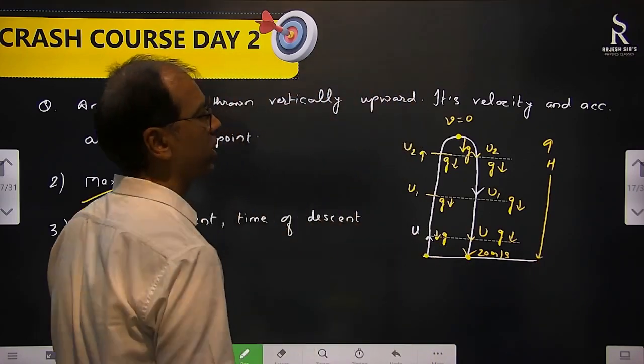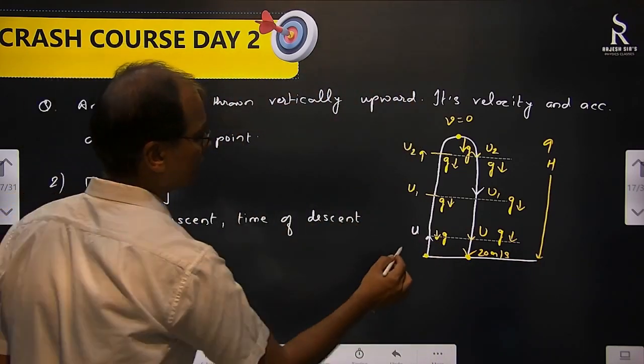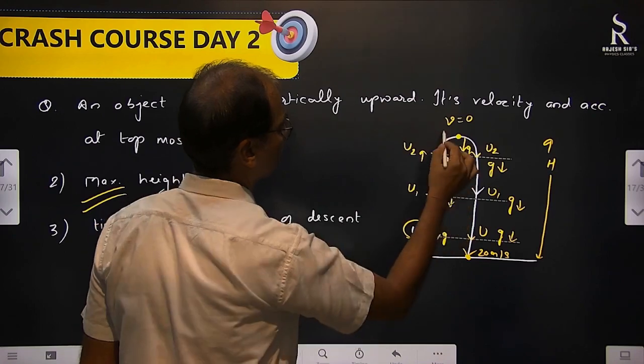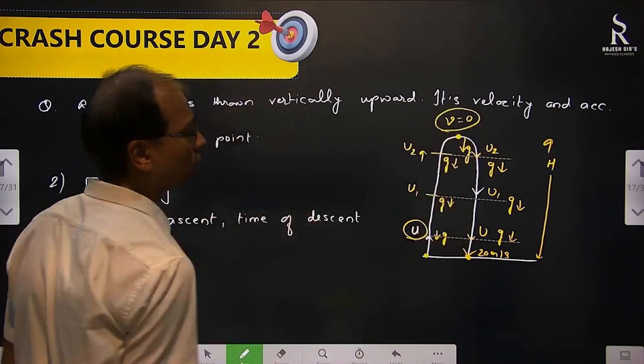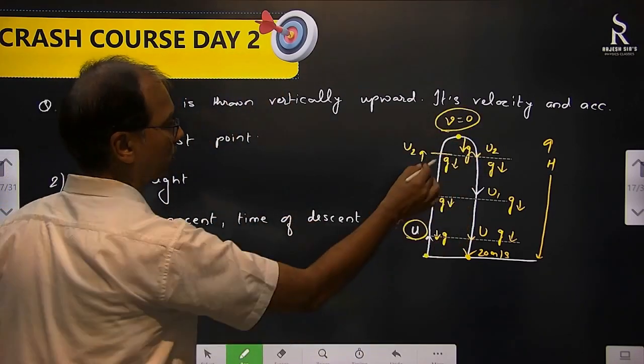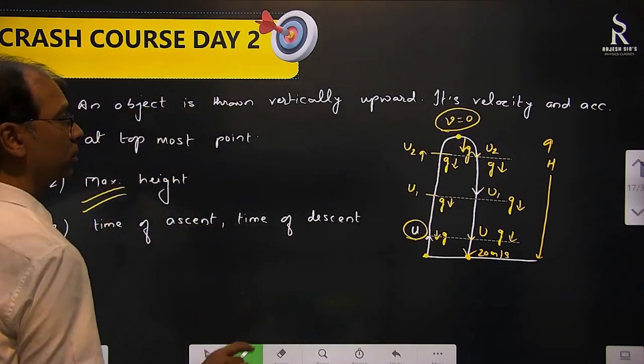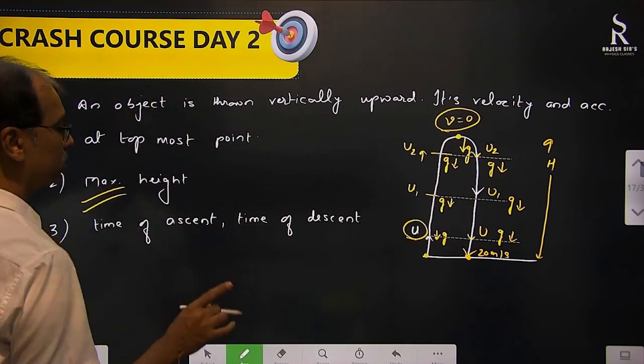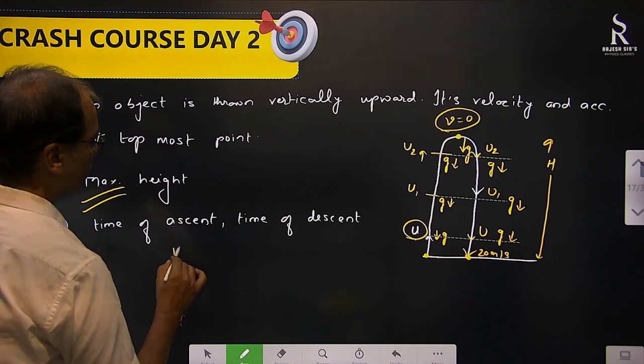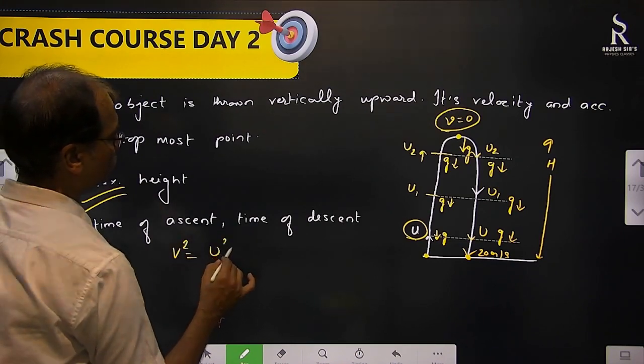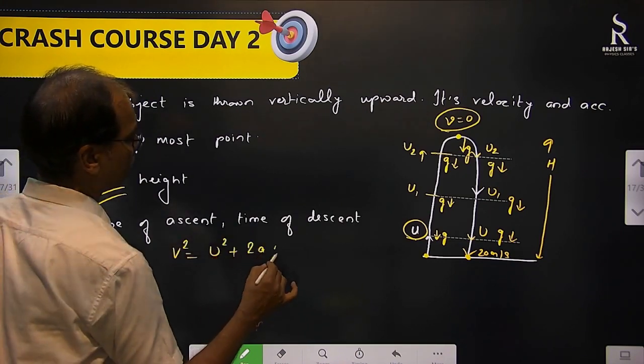Okay, h is the maximum height. So how to do? We know that initial velocity is u here, and at the topmost point your velocity is going to become 0. Acceleration is g. So what we will do? I am going to use an equation of kinematics. Which one? The third one. What does it say? v square equals u square plus 2as.